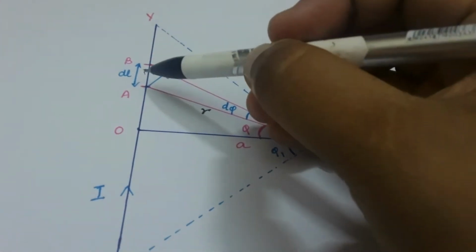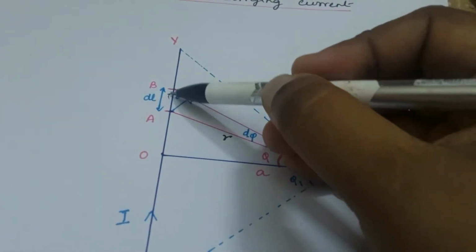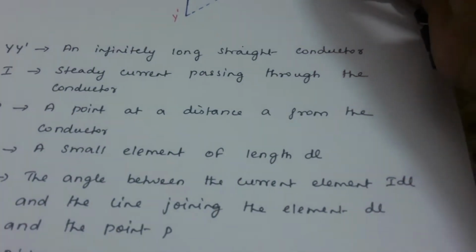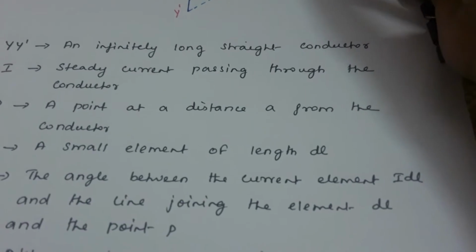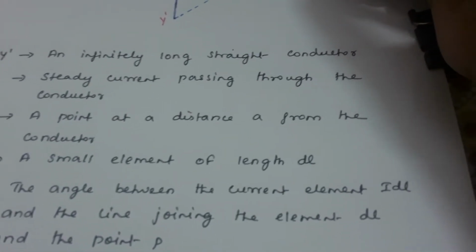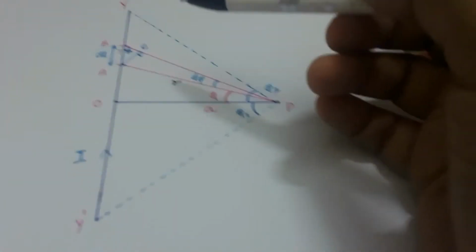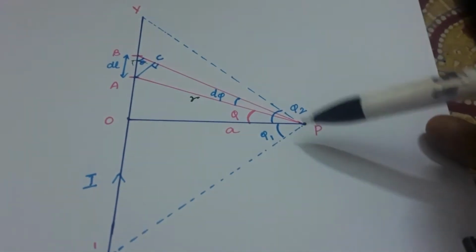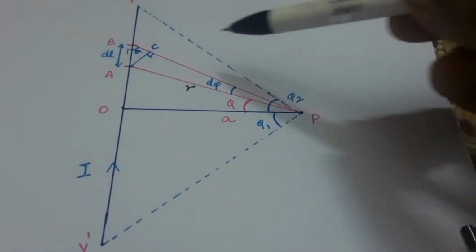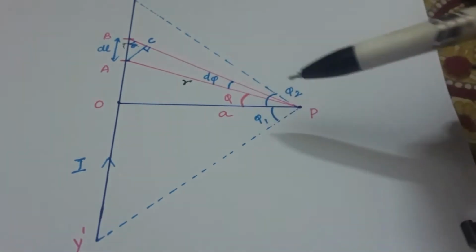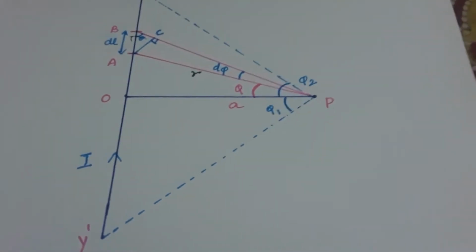So this is the angle between Idl and BP. Theta is the angle between the current element Idl and the line joining the element dl and the point P. Now r is the distance between A and P, the line joining the element at A and P. So that is r.